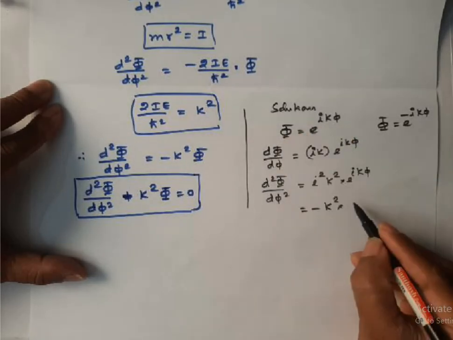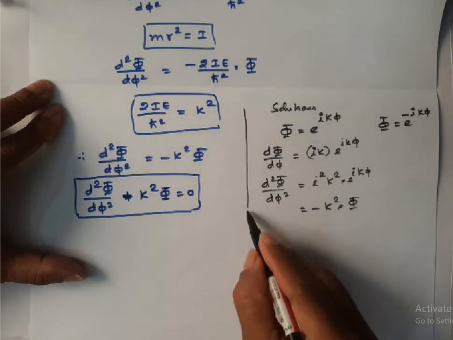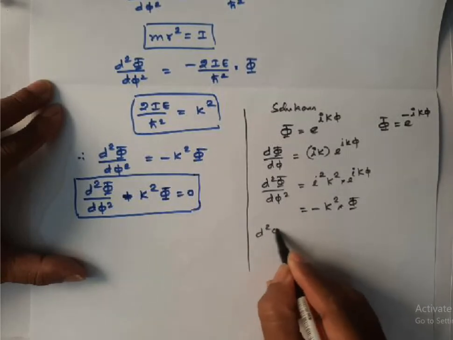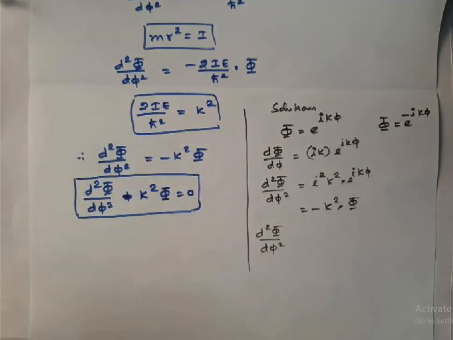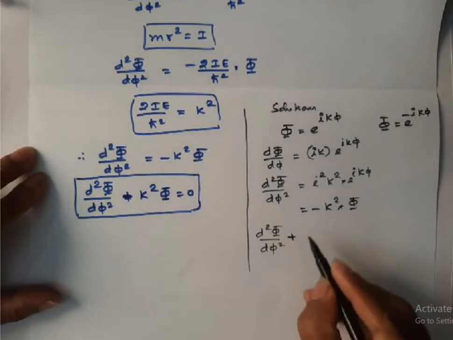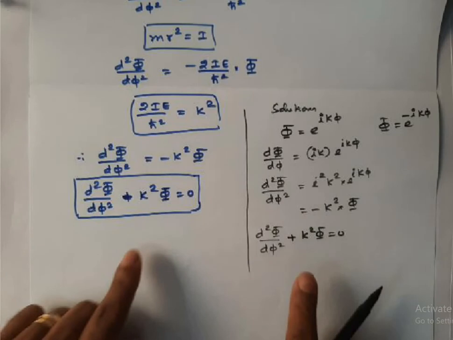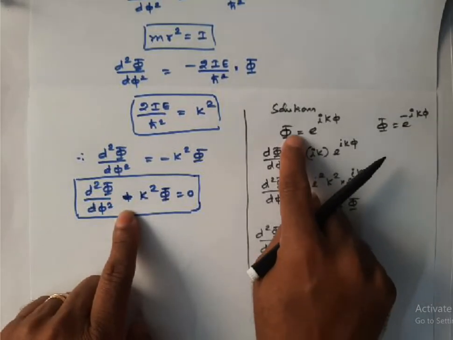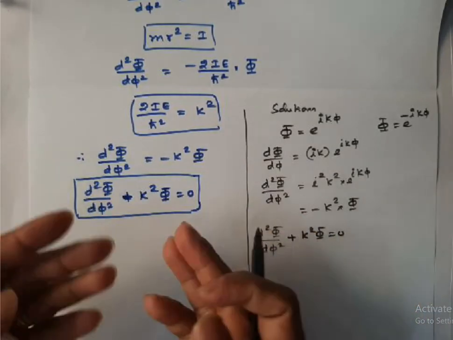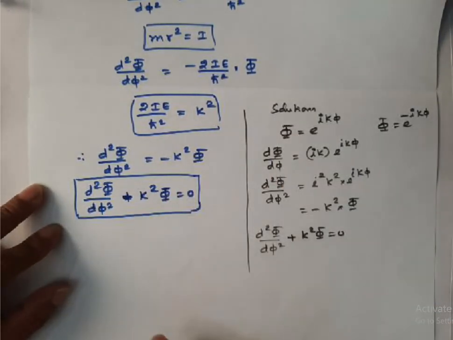That is the wave function we have taken, right? Bring this to the left hand side. We'll get d square phi by d phi square plus k square into phi equal to 0. So we got the same differential equation by using this solution. So it is clear that this is one of the allowed solutions for this differential equation.